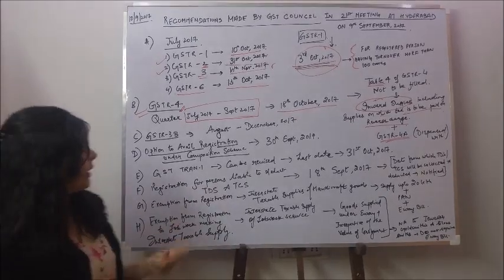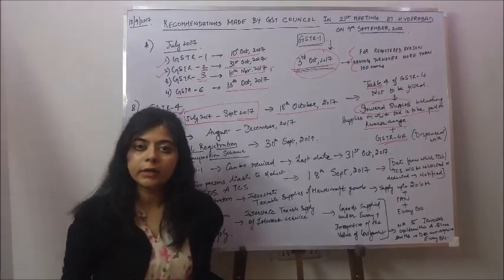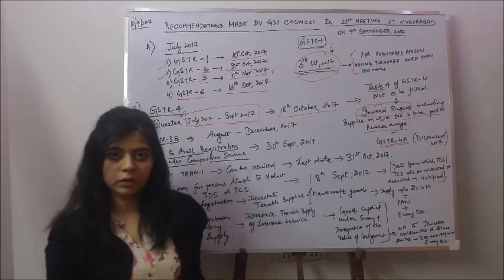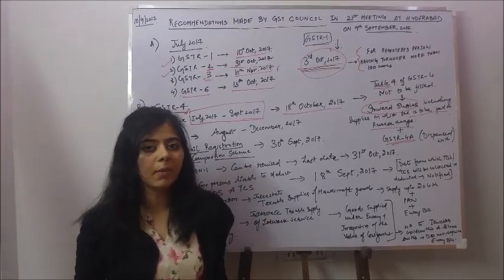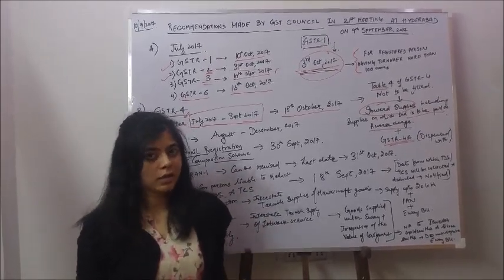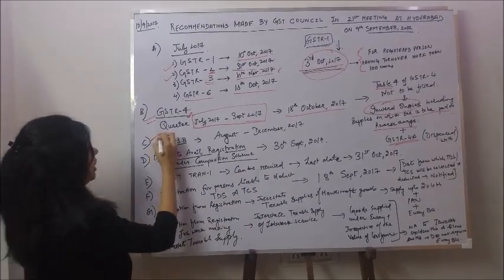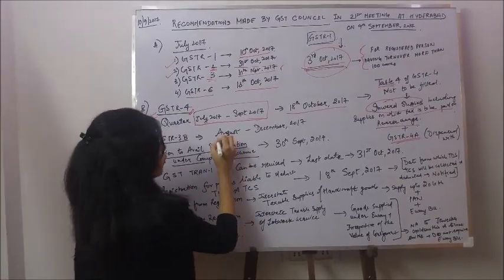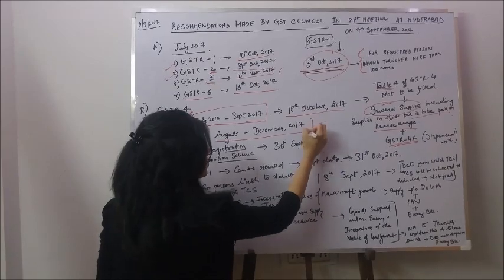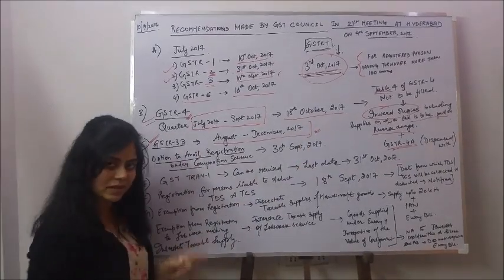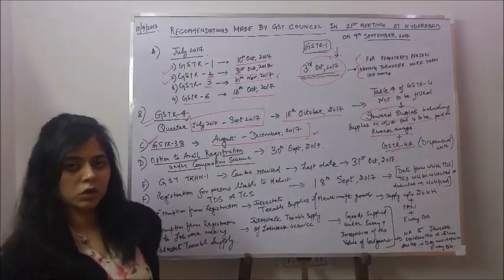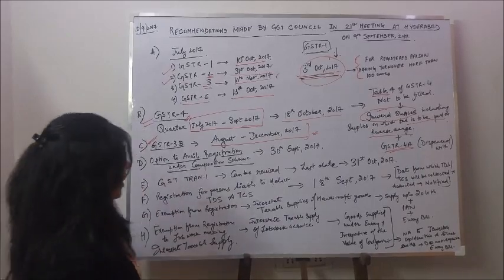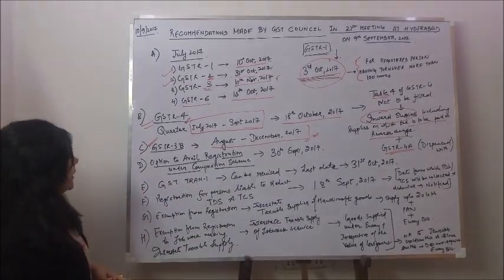There is one more big piece of information for all of you. Earlier, GSTR 3B, which is the summary return, was required to be filed only for the months of July and August. But now, GSTR 3B is required to be filed from August till December 2017. The specific due dates for filing GSTR 3B have not yet been notified by the government.